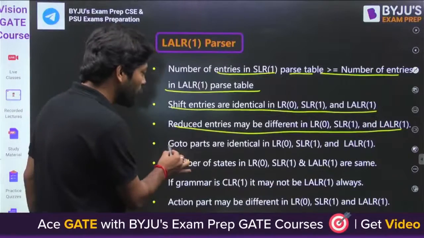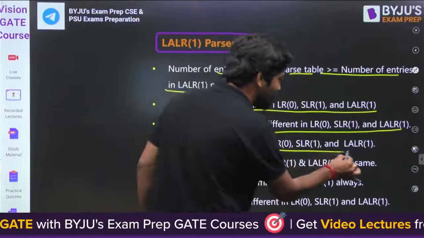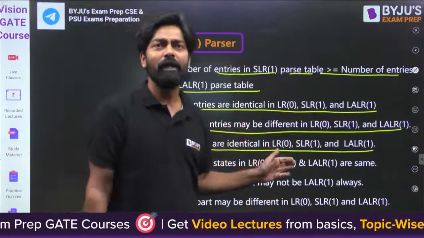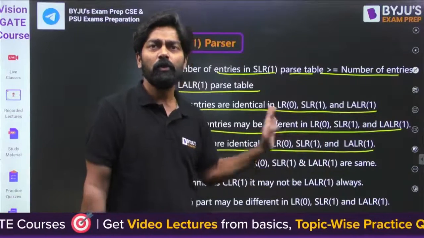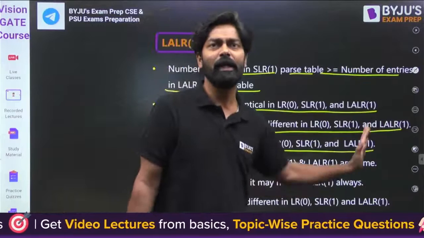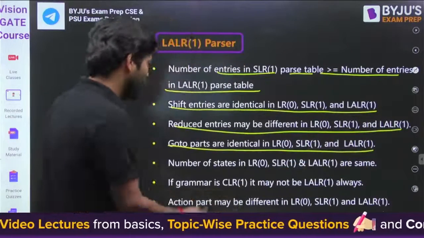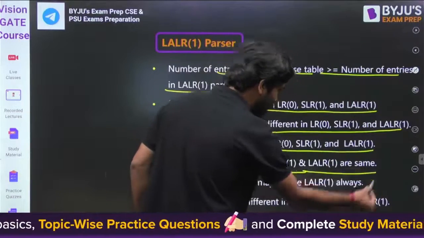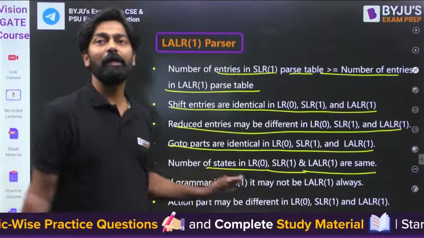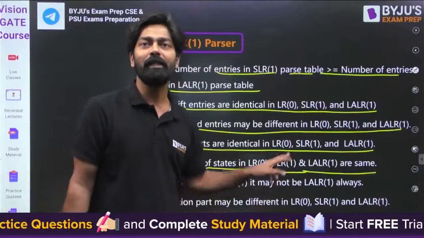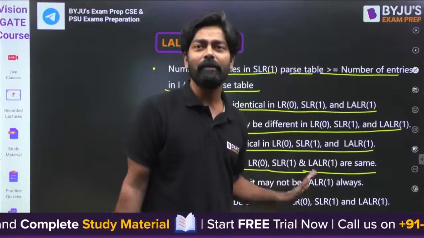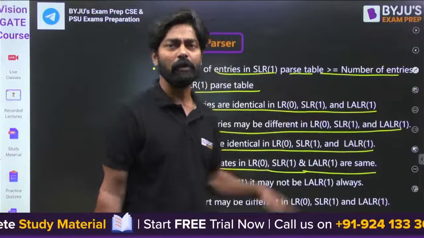Now, go-to parts are identical in LR0, SLR1 and LALR1. Go-to part means variable part. It will contain only numbers, so it will be the same in LR0, SLR1 and LALR1. Now, the number of states in LR0, SLR1 and LALR1 are the same. If LR0 has N1 states, SLR1 has N2 states, LALR1 has N3 states, then N1 equals N2 equals N3. They are the same only.